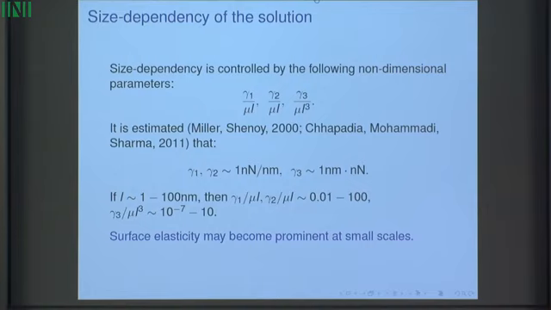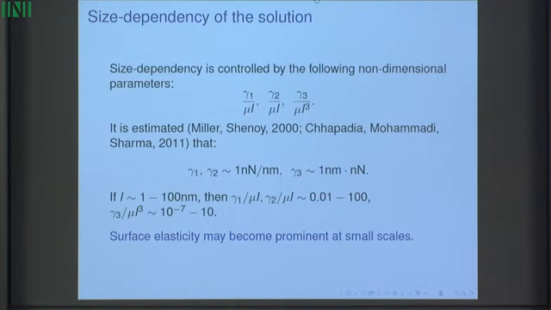But there are some papers, in particular Miller-Shenoy, where they derived Gurtin-Murdoch parameters, and Chapadia, Mahamadi, Sharma, where they derived that Steigmann-Ogden bending parameter. So there are some values for those parameters. And the typical values obtained for metals or polymers are in this range. So gamma 1 and gamma 2 are roughly over 0.01, but gamma 3 is typically small. It's nanometer times nanonewton, so that is 10 to the minus 18th, so it's small. However, those parameters are really scaled.